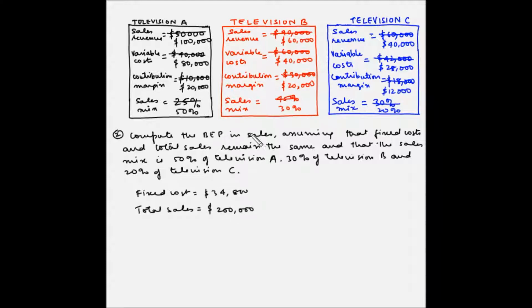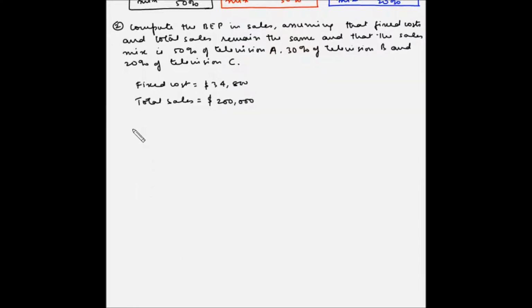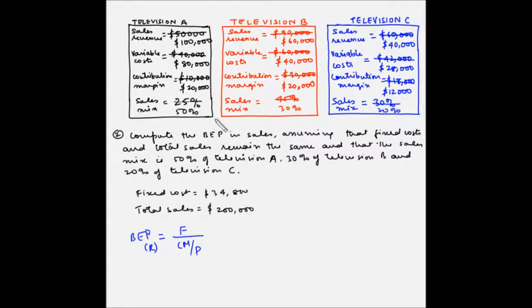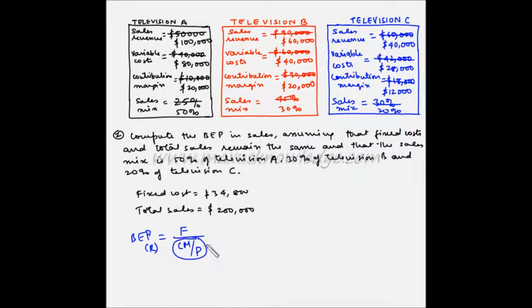So now with these new numbers, we have to find out the break-even point in terms of revenue. Now, as we had seen earlier, the break-even point in terms of revenue is equal to fixed cost divided by the contribution margin divided by the selling price. And since we have a multi-product company, we'll have to take the weighted average of this term. So in this case, again, we'll have to calculate the weighted average contribution margin percentage.